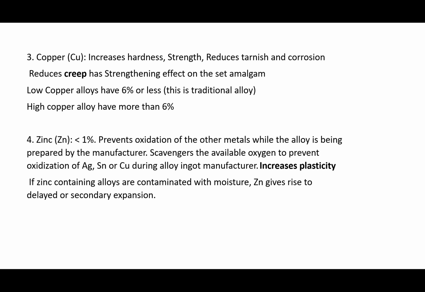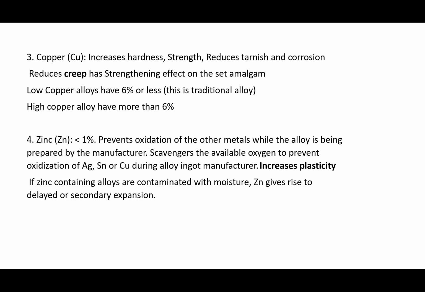Copper increases hardness, strength, reduces tarnish and corrosion. Tarnish is discoloration of the amalgam. Corrosion is the actual removal of material from the amalgam. We will speak about tarnish, corrosion, grip when we speak later about the amalgam properties. Copper has a strengthening effect on the set amalgam.